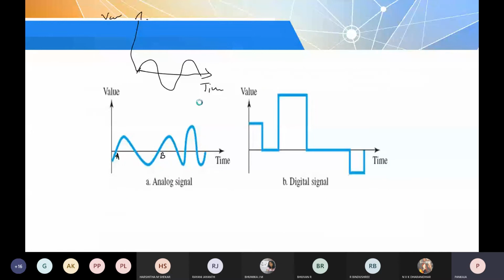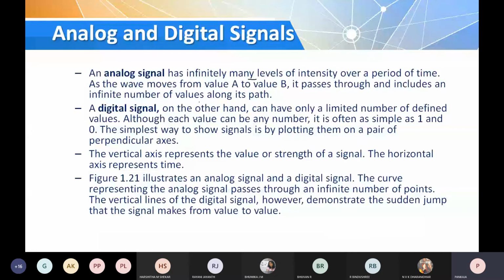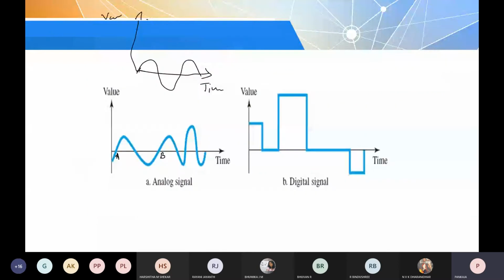Next, digital signal. A digital signal can have only a limited number of defined values. Though each value can be any number, it is often as simple as ones and zeros. What are the possible values in case of a digital signal? If I consider this is 1 and this is 0, 1, 0. We have different representations for this as well.